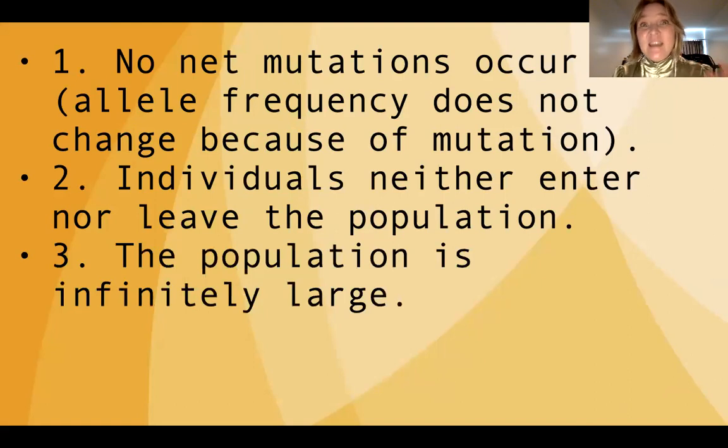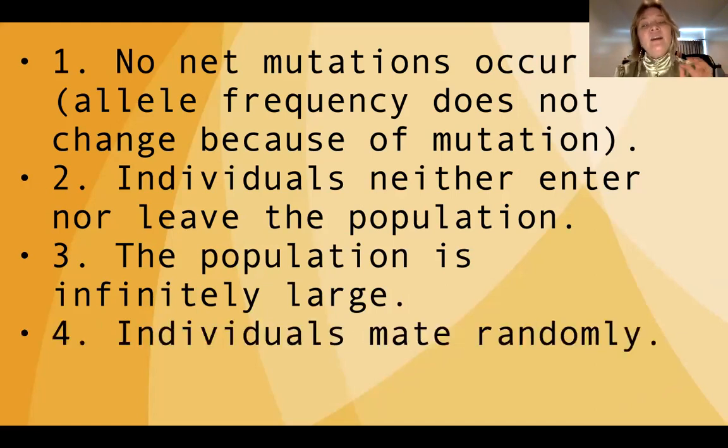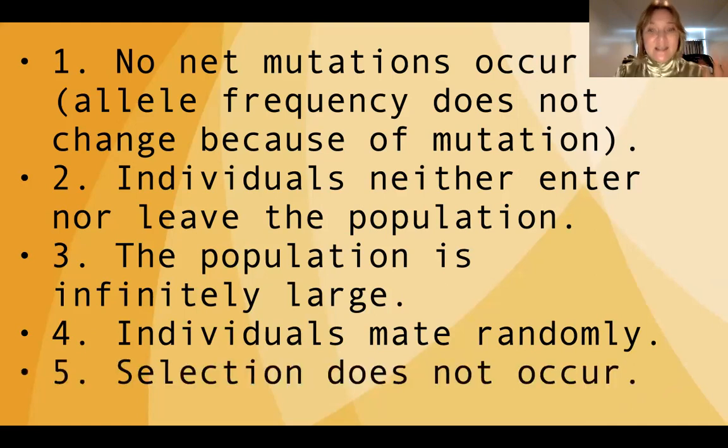Number 3, the population is infinitely large. This is probably the most unrealistic of the assumptions of having an infinitely large population. Of course, we know that does not hold true because every population has a maximum carrying capacity. Number 4, individuals mate randomly. While some species this might apply to just based on the availability of mates, but especially in the animal kingdom, it's usually not random. And finally, number 5, selection, meaning natural selection, does not occur.